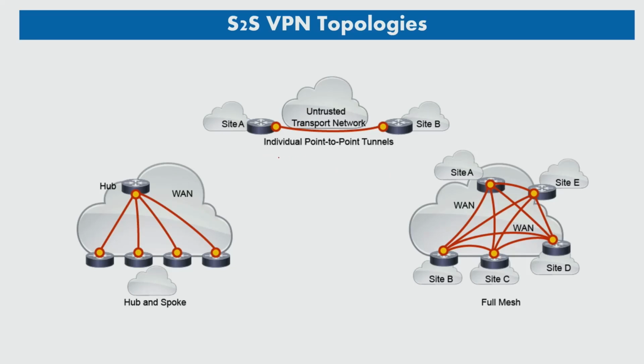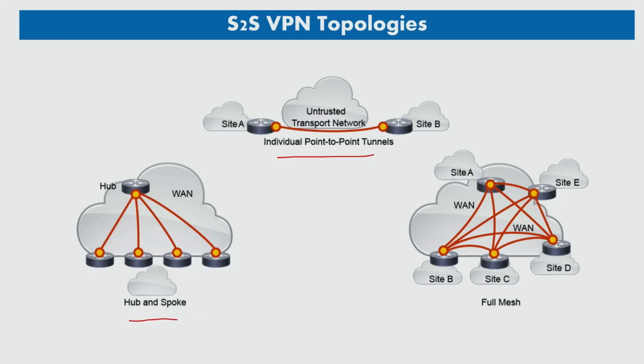The first is individual point-to-point tunnels, or individual point-to-point VPN connections. It is a secure VPN path that connects two sites. Individual point-to-point VPN connections that connect sites that require mutual connectivity may be present in the network.